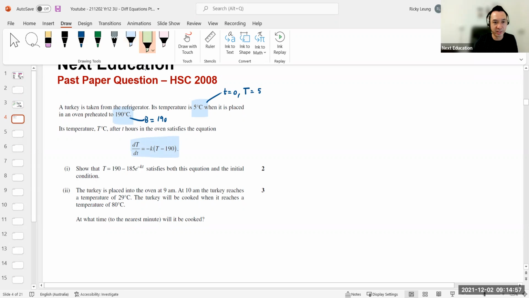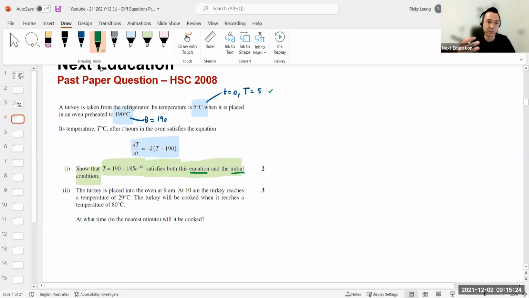The question says, show that this satisfies both the equation and the initial condition. Basically, it wants you to show that it's a solution to the differential equation. So we're differentiating, not integrating. Quite simple, year 11 stuff. And show that it satisfies this initial condition, so it's a double step there.